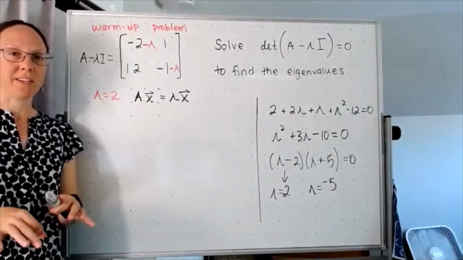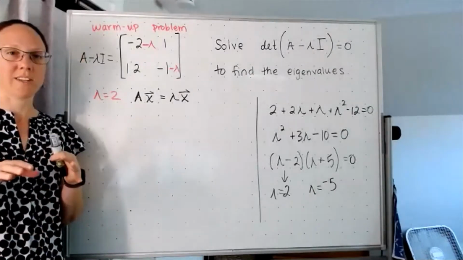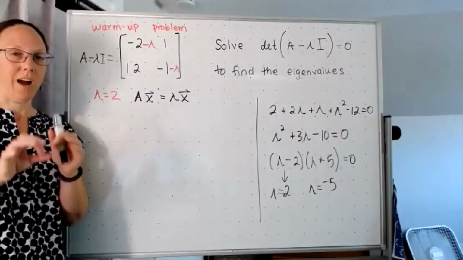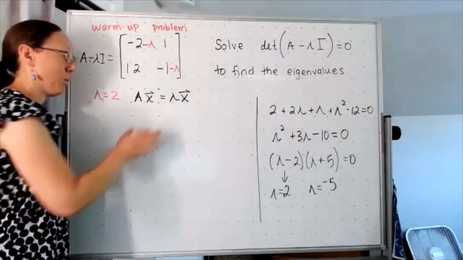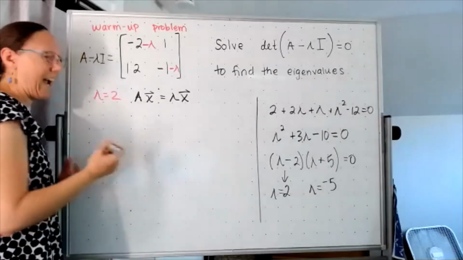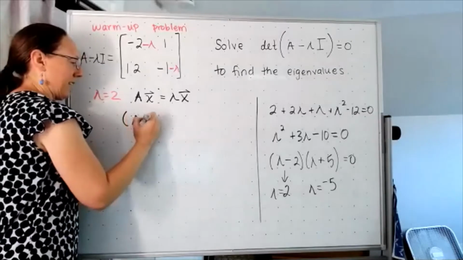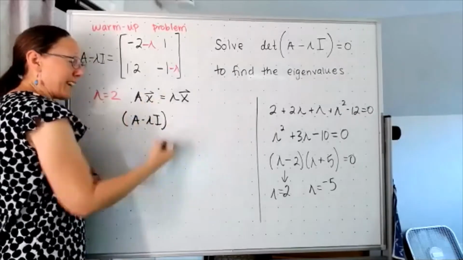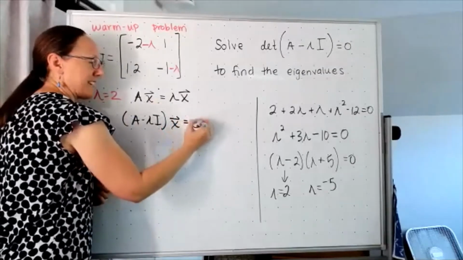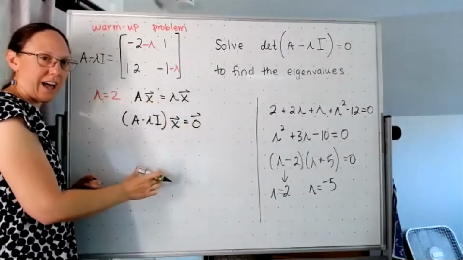There are 2 different methods for solving this, and what I wrote just now mixed up the 2 methods. I'm resetting. Method 1, we could plug the lambda directly into here. Method 2, and the one that you were shown in class on Wednesday, is to rearrange this so that it looks like A minus lambda I times some x vector is equal to the 0 vector. I'm going to stick with this method because it's the one that you were shown in class.